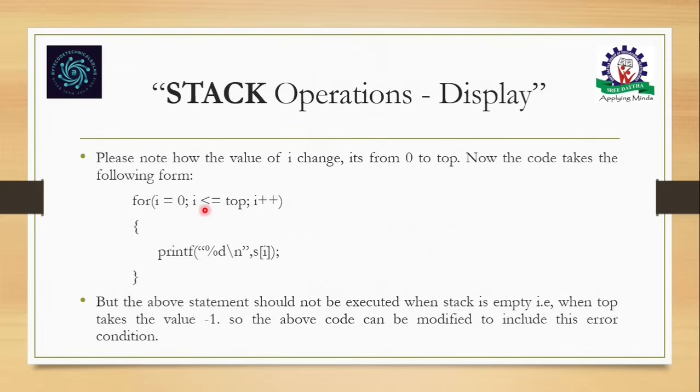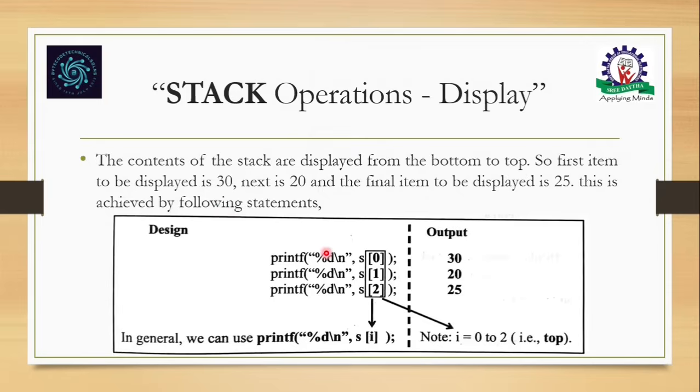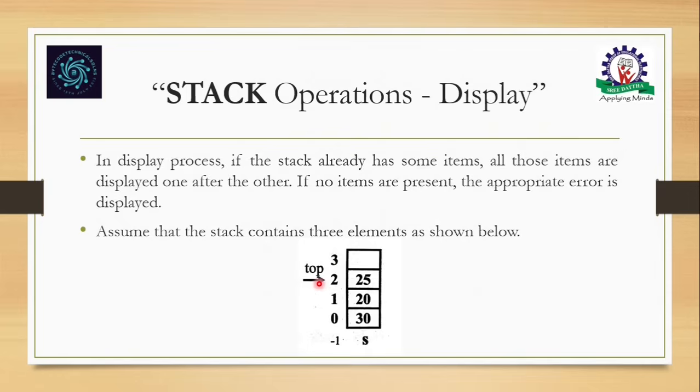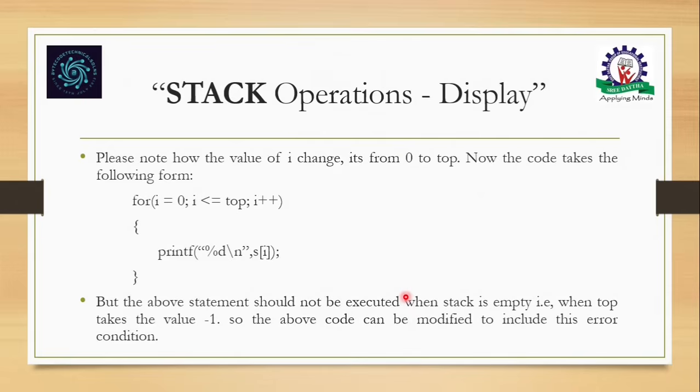Why am I taking I less than or equal to top? Suppose top is marked at 25. If I take I less than top, it will only go up till 1; it will never go to 2. Why? Because top is marked at 2, and less than top means less than 2. The value less than 2 is 1, and index 1 has the element 20. So it will print only up till 20. So the condition we take is less than or equal to.